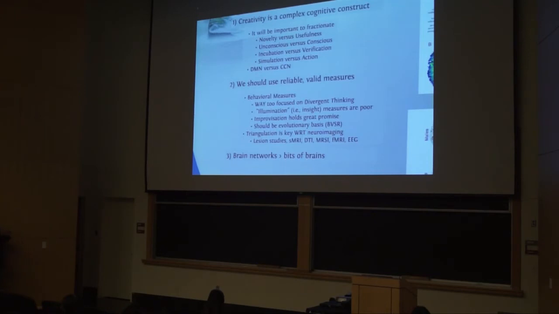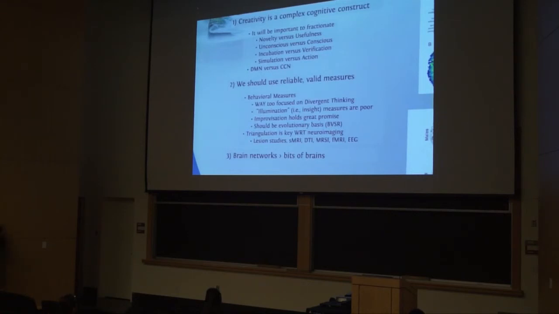Novelty versus useful. Now we need to fractionate novelty into originality versus surprise, unconscious versus conscious processes, incubation versus verification, simulation versus action, default mode network versus cognitive control network. This makes it a more tractable problem to the cognitive neurosciences. And we should use reliable and valid measures.